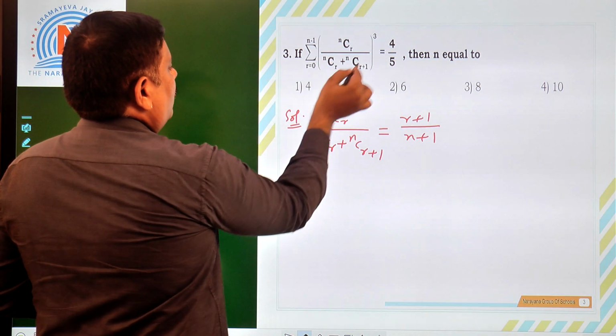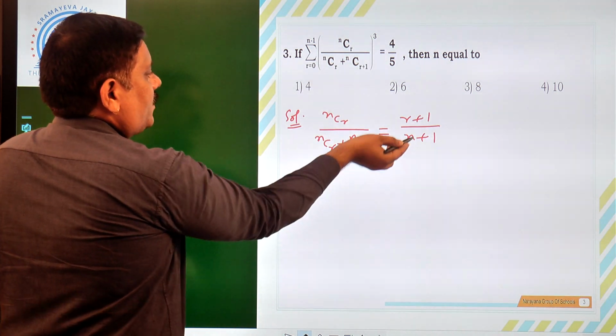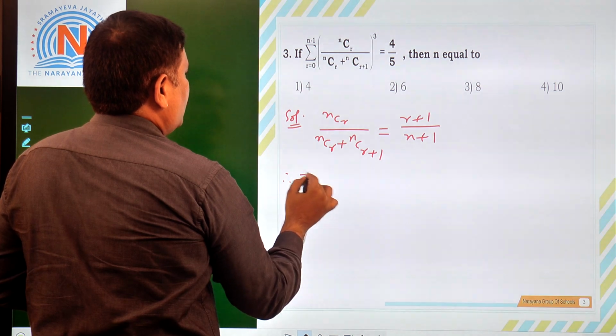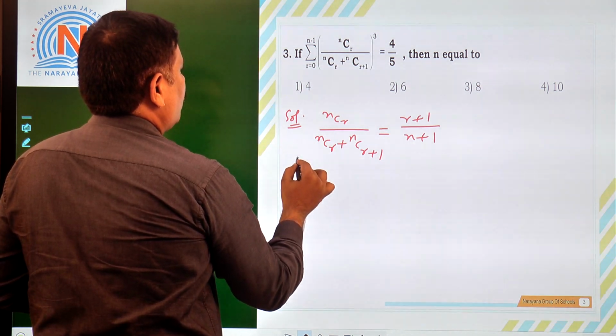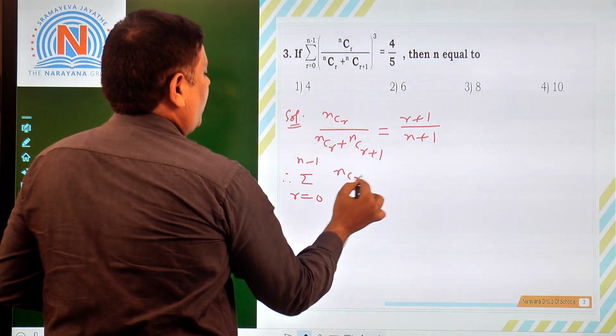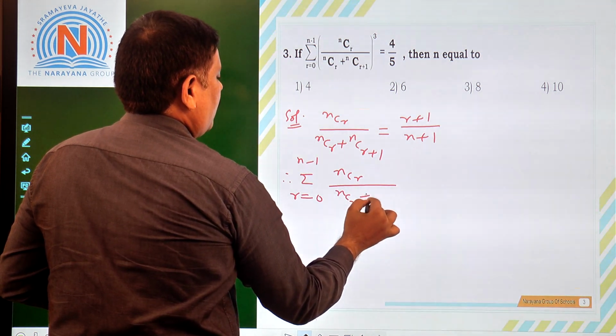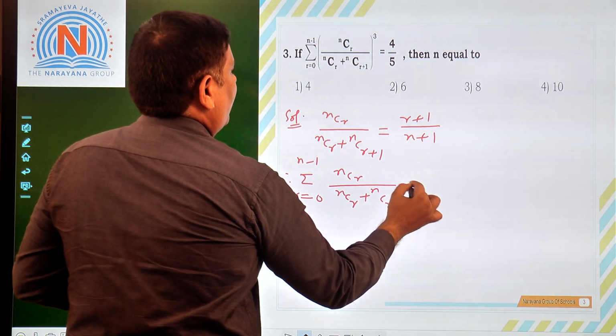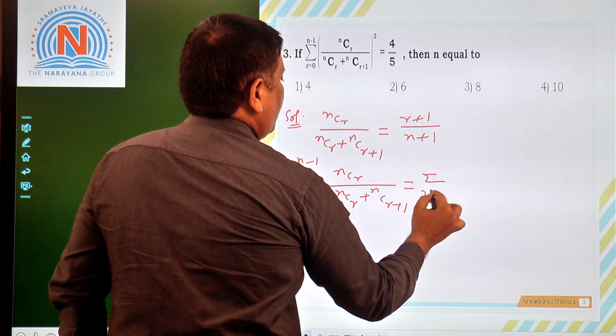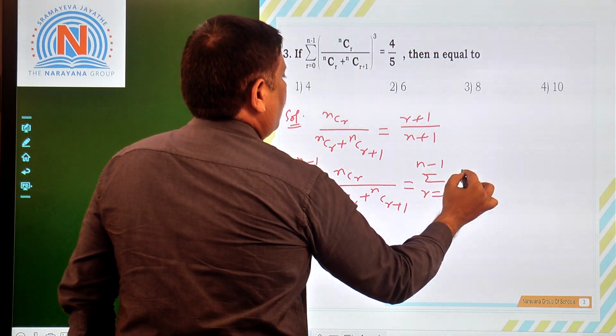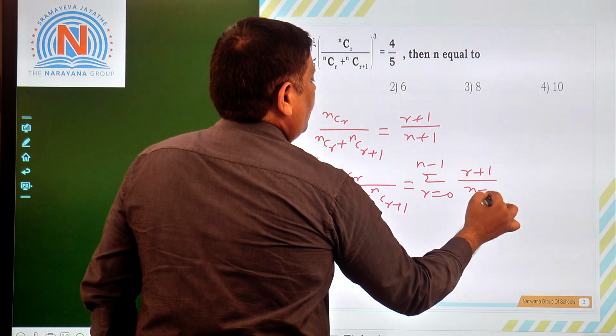Okay, now this entire value we can replace with (r plus 1) by (n plus 1). Therefore, sigma r = 0 to n minus 1, nCr by (nCr plus nCr plus 1), we can write as sigma r = 0 to n minus 1, ((r plus 1) by (n plus 1)) whole cube.